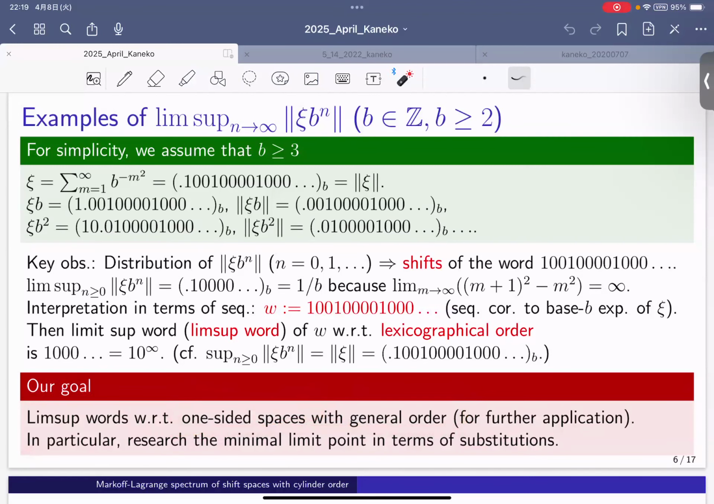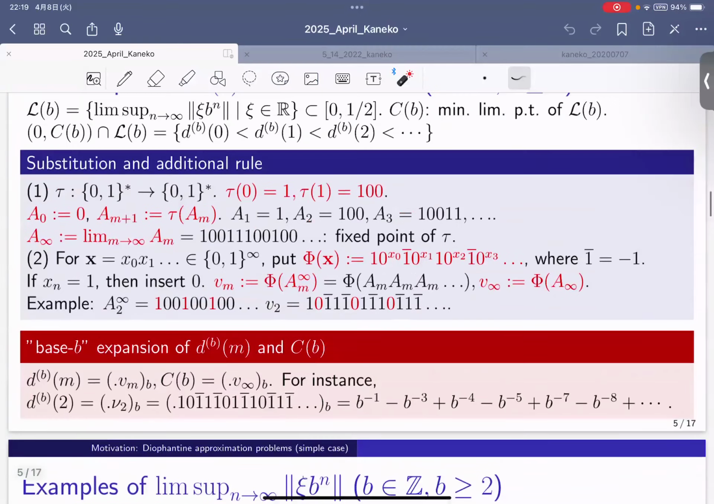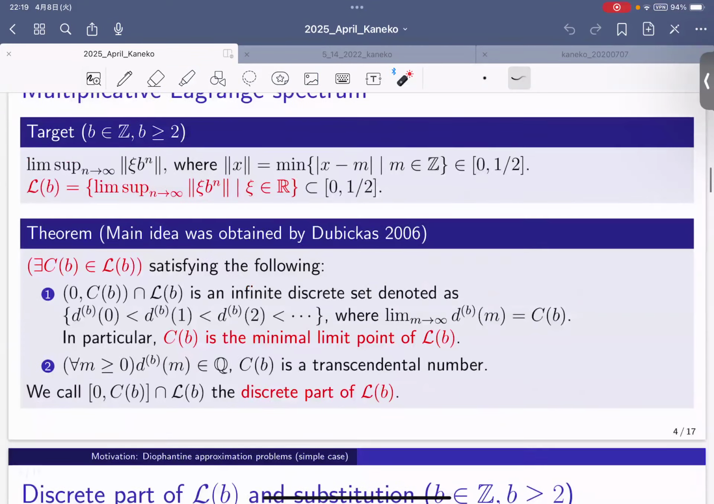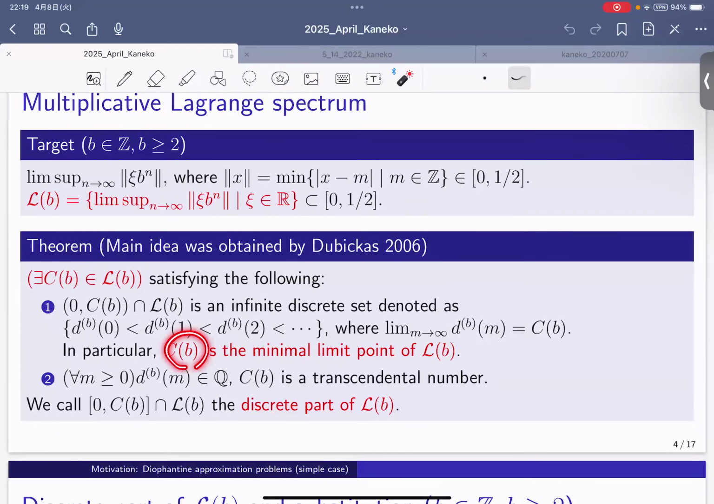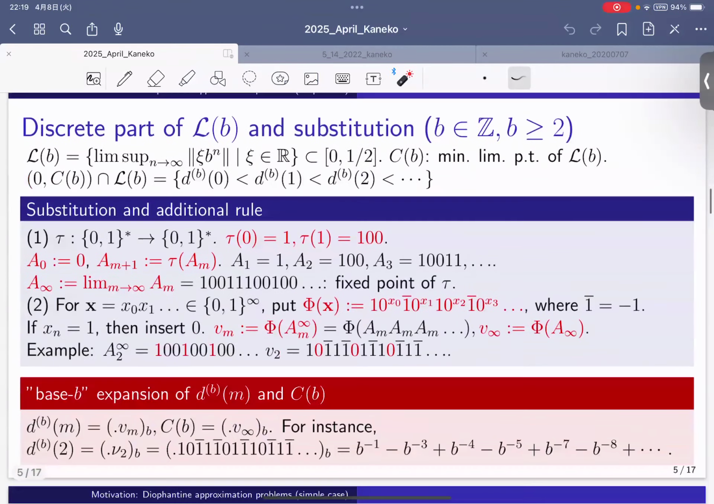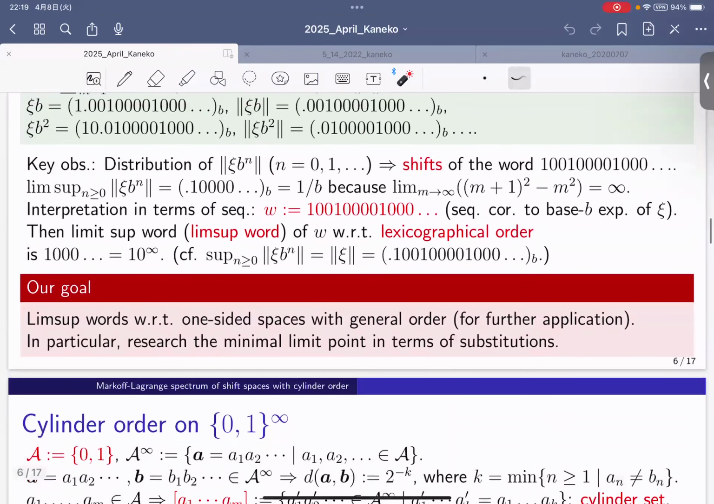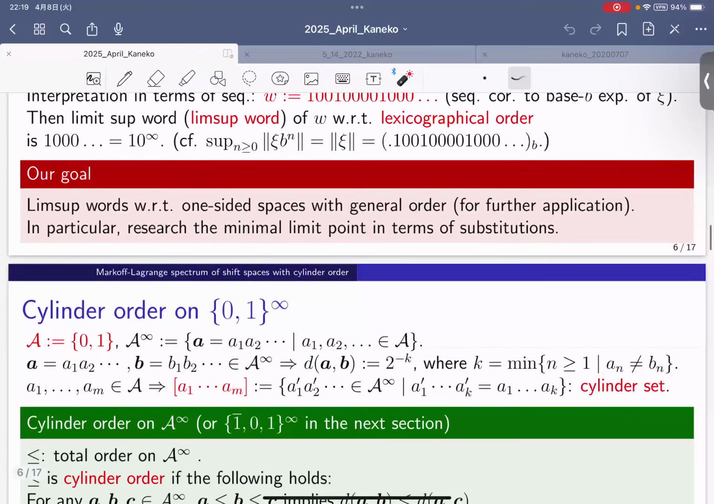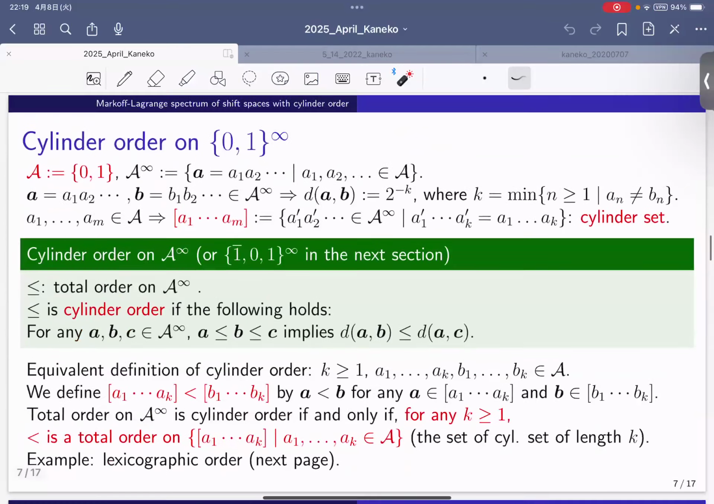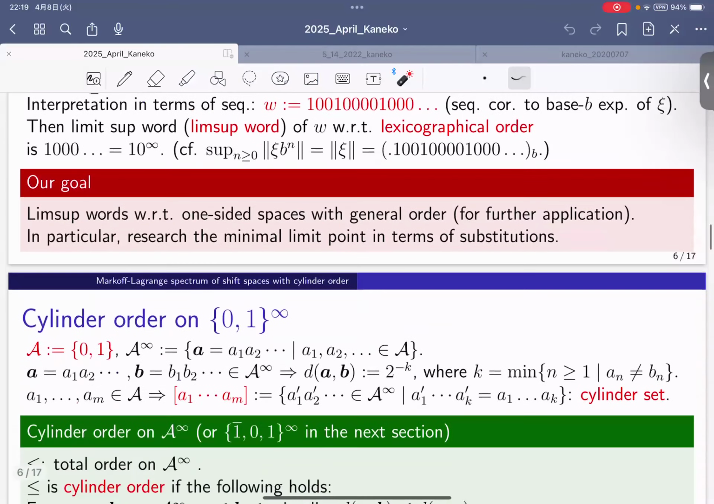So in what follows, I would like to consider general order, and we research the minimal limit point in terms of substitution. That means I would like to consider an analogy of this C_B. So in what follows, I would like to move on to the next section. Is it okay?